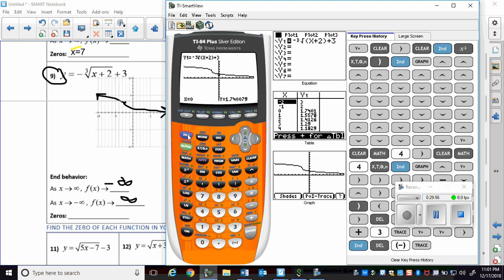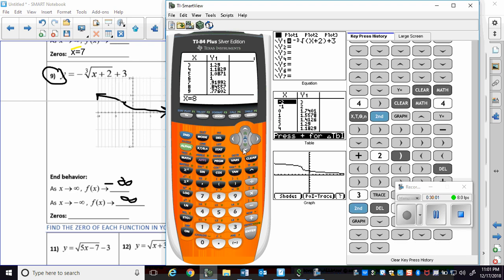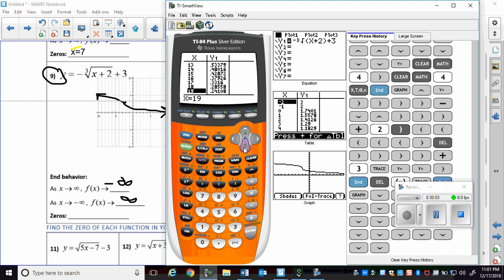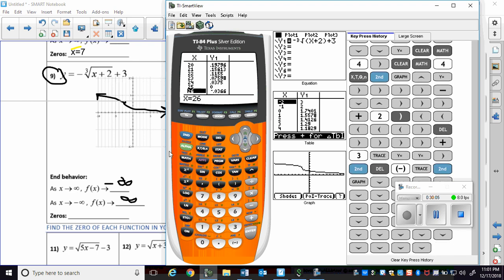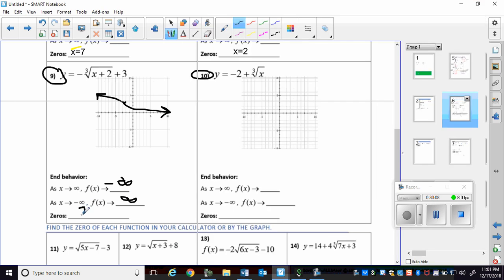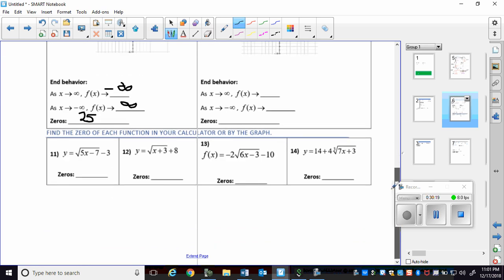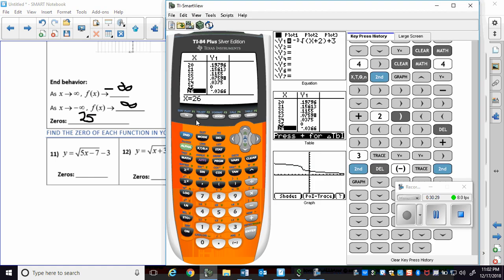Now, the zero: if my x values keep increasing, I have a 0 at 25. When x equals 25, y equals 0. So graph number 10, do the end behavior and get the zeros. Now it says find the zeros of each function in your calculator or by graph. I'm going to do it in my calculator for number 11 and 12.